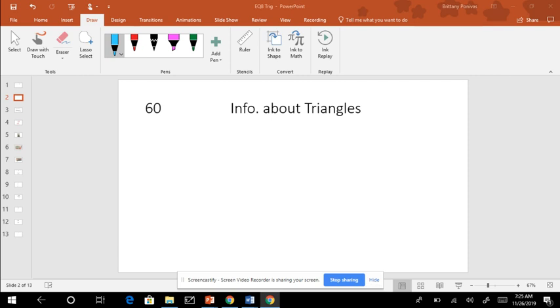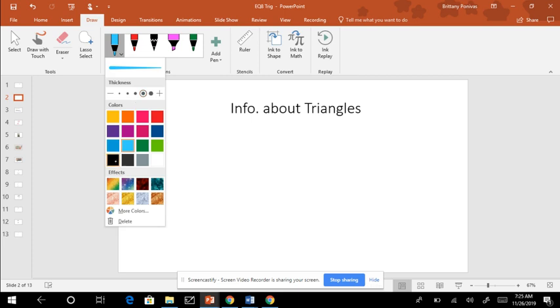Page 60 should be titled Information About Triangles. So we're going to write down some information that you should already know because it is going to be helpful throughout, using the Pythagorean theorem and using trig functions.